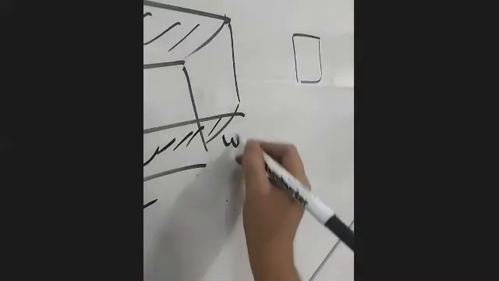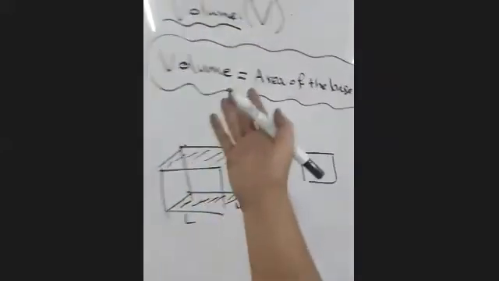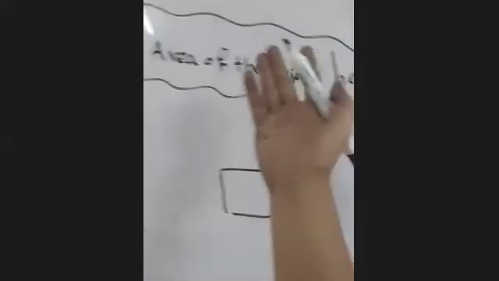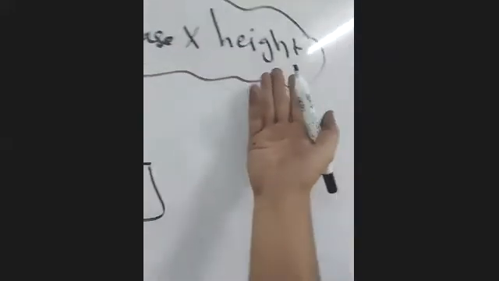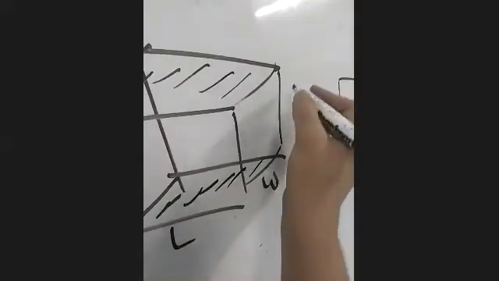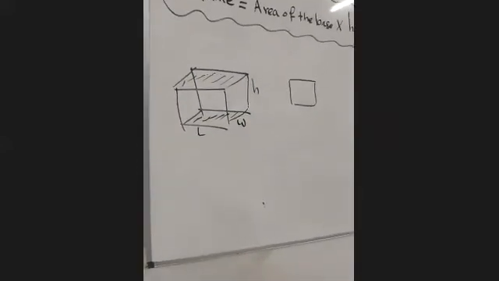It has length and what? Width. And where is the height, guys? This is the base. This line here, see it? From the base to the base, we call it the height, right? So the volume is area of the base multiply the height. Area of the base multiply what? The height. Focus, guys. So we have length, width, and we have what here? The height of the room.